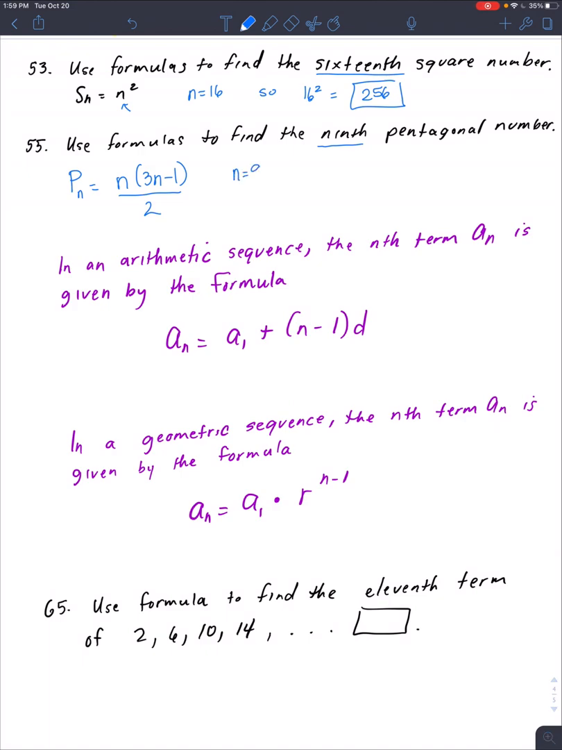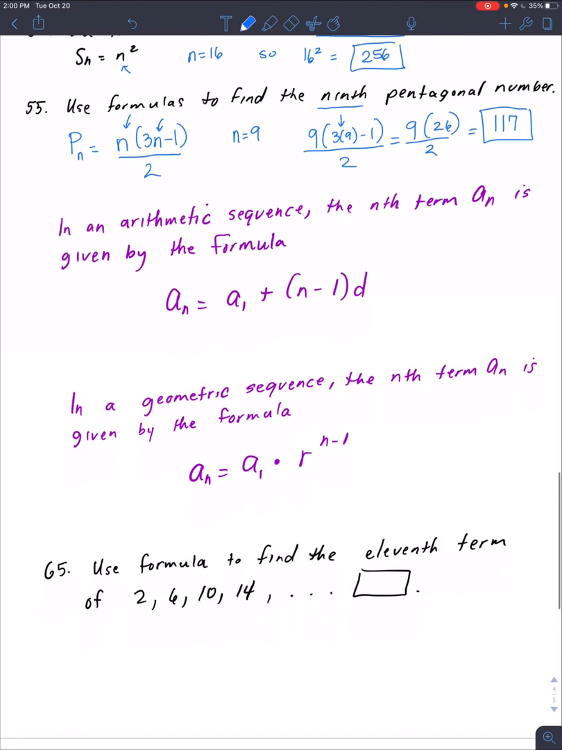So then it says find the 9th one. So we want to find when n is 9. Therefore, we're going to plug 9 everywhere there's an n. So you're going to put 9 here and 9 here. So 9 times 3 times 9 minus 1, divided by 2. Order of operations says 3 times 9 is 27. 27 minus 1 is 26. 9 times 26 divided by 2 is equal to 117. So a lot of this lesson is just using the formulas and applying the formulas.